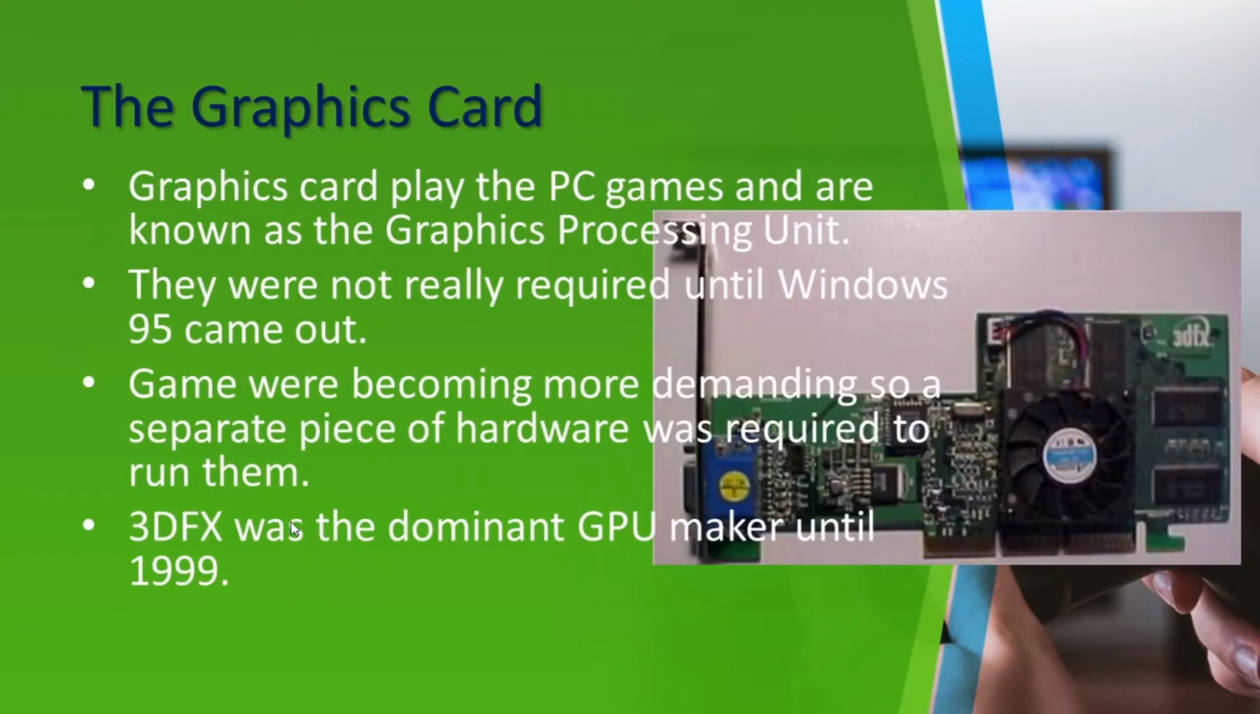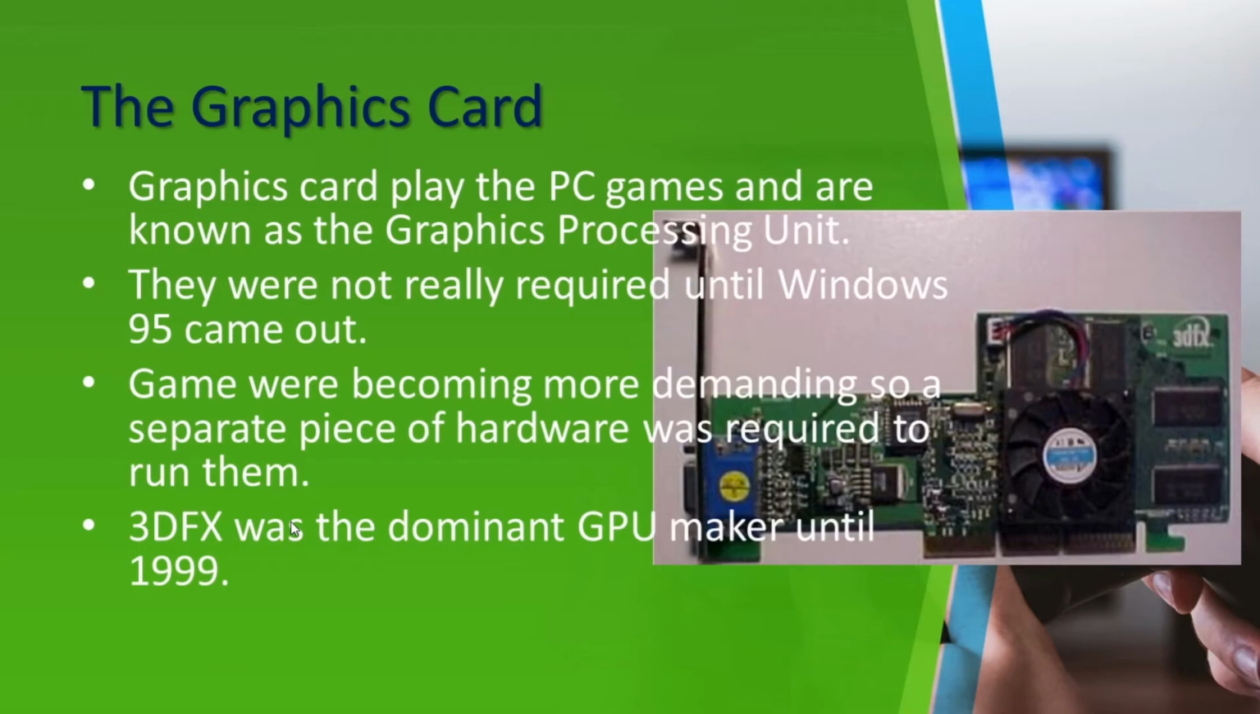Next, we have a brief history regarding your graphics card. A graphics card is basically a component in your computer that produces the output on your monitor. Particularly, it is used to output the display for your games. Graphics cards play PC games and are known as the graphics processing unit. They were not really required until Windows 95 came out. Games were becoming more demanding, so a separate piece of hardware was required to run them.